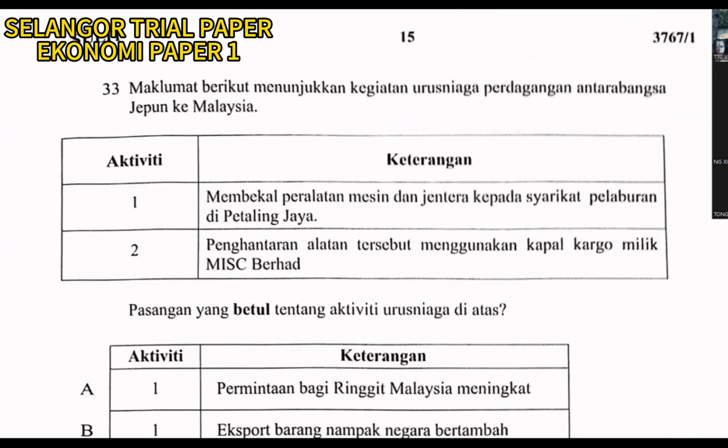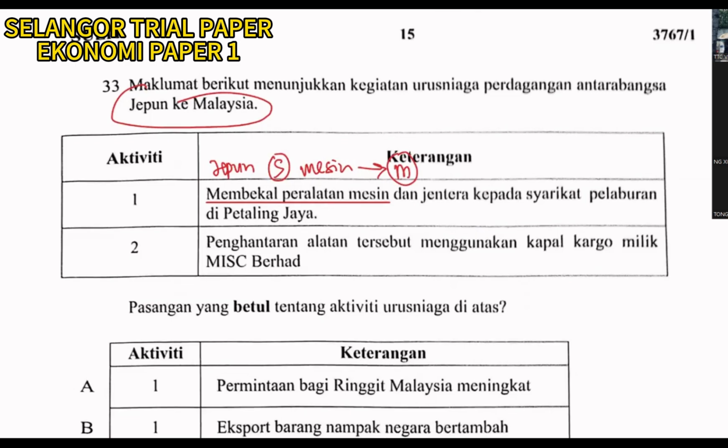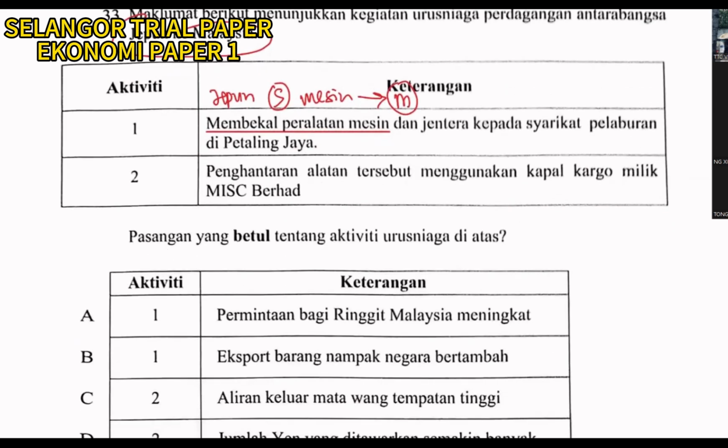Membekau peralatan mesin. See, this is story between Japan and Malaysia. So Japan supply machine to Malaysia. Money in, money out. Money out. Okay, money out. When money out, this is an import nampak. Import nampak. Money going out. So penawaran ringgit meningkat.